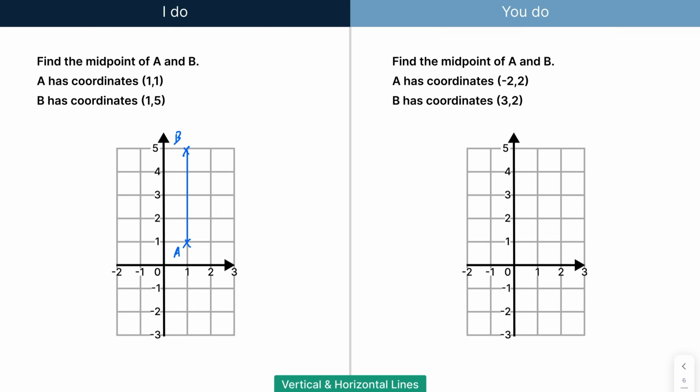And I can see this line is 1, 2, 3, 4 squares up. So halfway, the midpoint is going to be there. If I just mark that on, that's going to be the midpoint. So the midpoint is halfway along the line, and the coordinates of that are 1, 3. That's our answer here. So hopefully you've pressed pause and had a go at the example on the right.